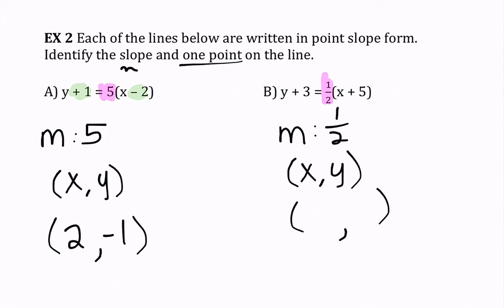Okay, on problem B, I look by the number by the x. That's going to be the x value from my point. It's going to help me identify that. The number beside the y is going to help me identify the y value of my point. Okay, the number by the x is a +5, so I know my x value will be a -5. The number by the y is a +3, so I know my y value is a -3.